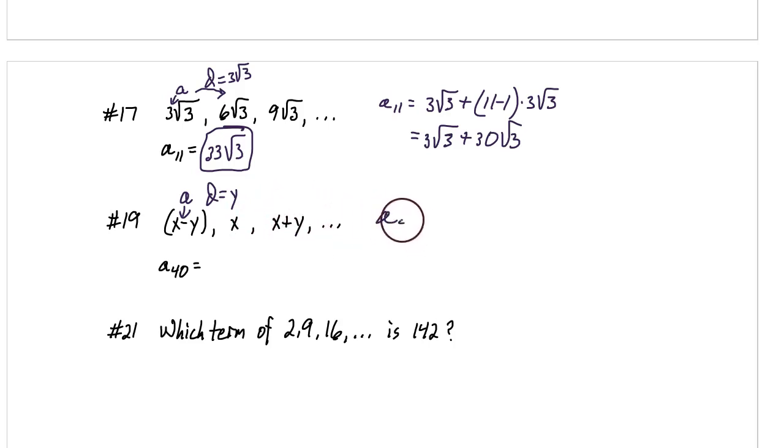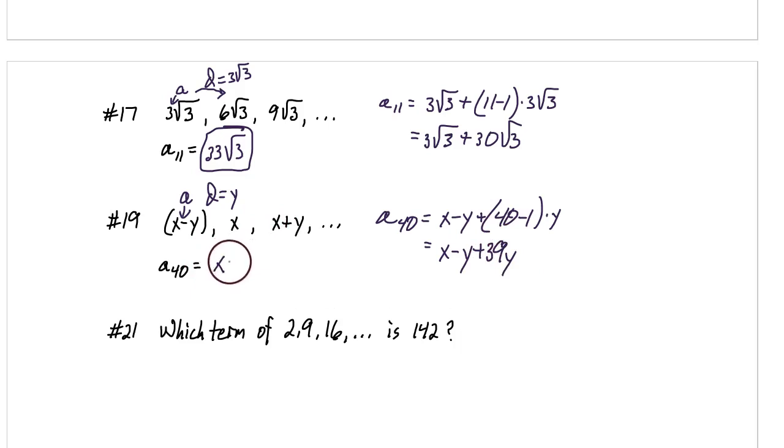So if we want to get the 40th term, you take the value of a, which is x minus y, and then add on 40 minus 1 times the value of d, which was the letter y. So this is x minus y plus 39y. Combining like terms, our answer is x plus 38y.